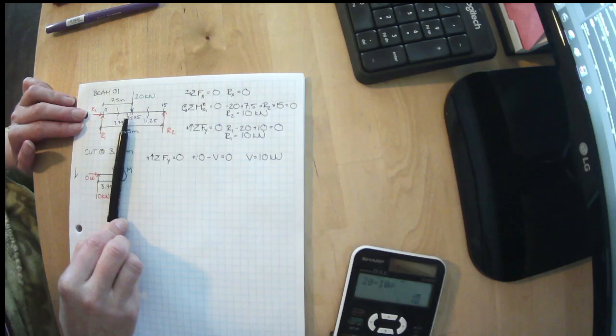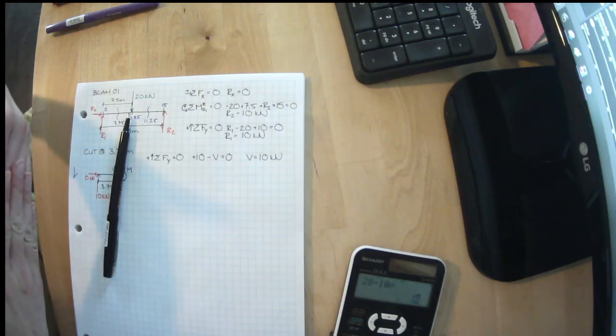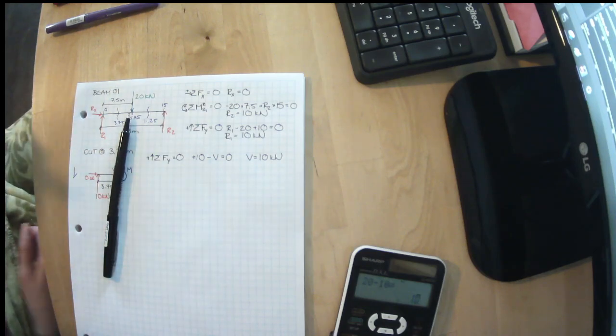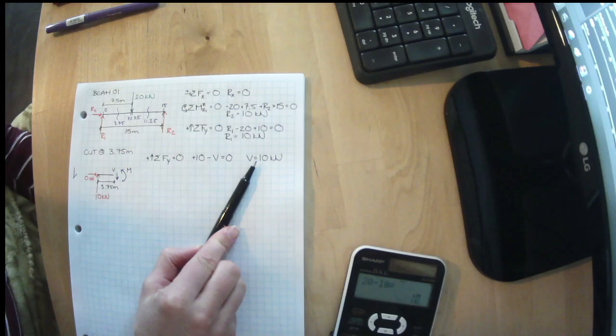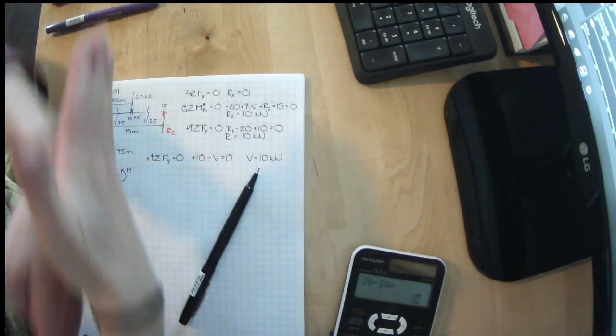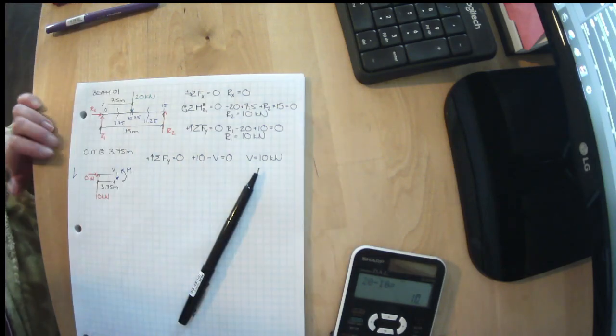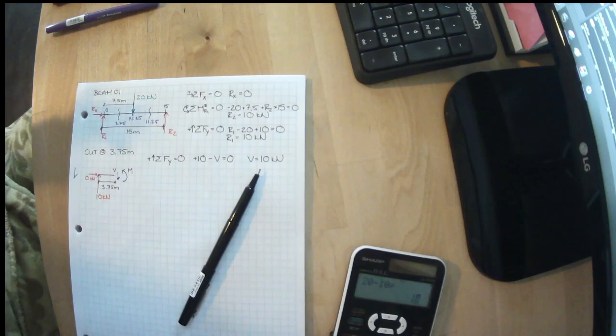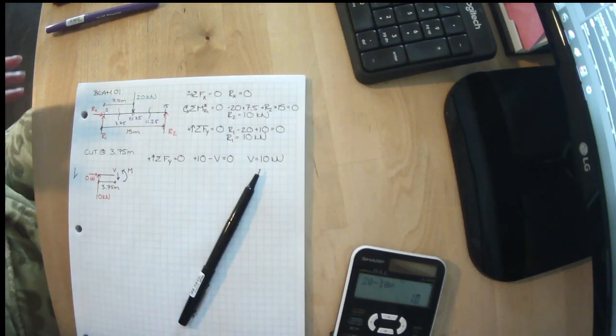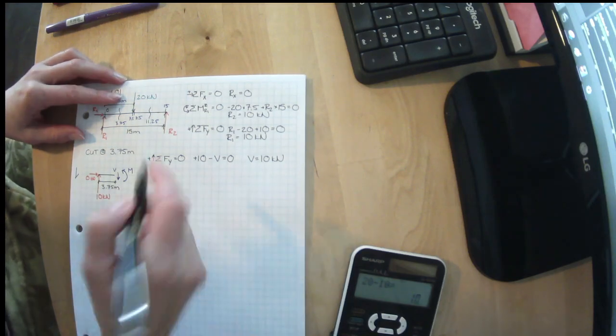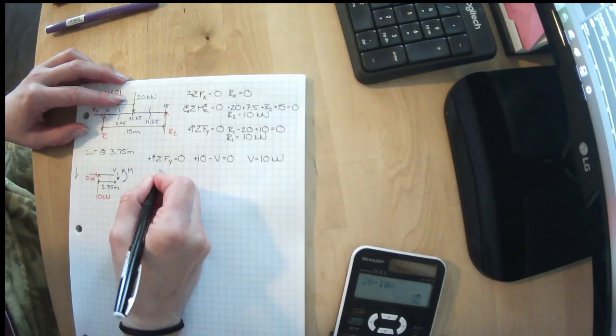So something probably needed to be able to support 10 kilonewtons every step along its way. Well, look at that, that internal shear of 10 kilonewtons, which is those two planes slipping past each other. It seems like that is a good representation of what we guessed might happen. Let's solve for our internal moment now.